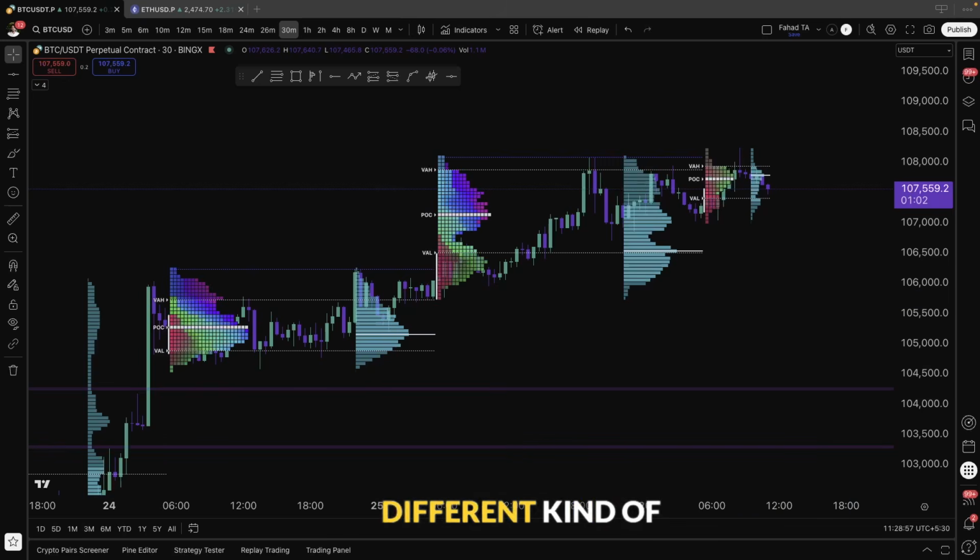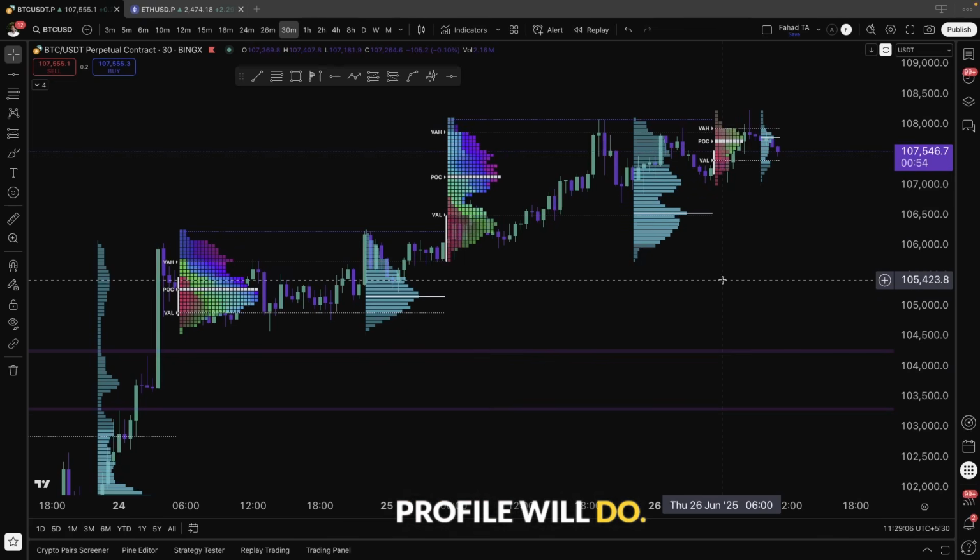So now we know the different kinds of patterns that a TPO profile makes. Just to give you a brief idea of what each profile will do: a P shape profile will give you a bullish move. A B shape profile will give you a bearish move. A D shape profile basically means the market has a higher probability to keep on ranging, and the narrow profile is basically for a trending market.